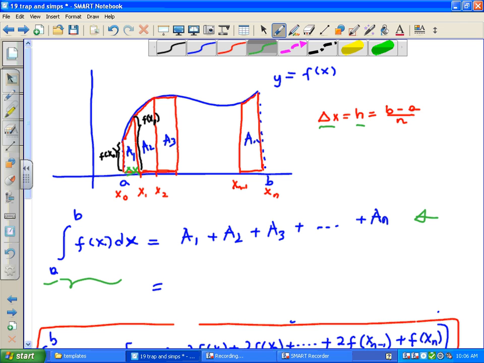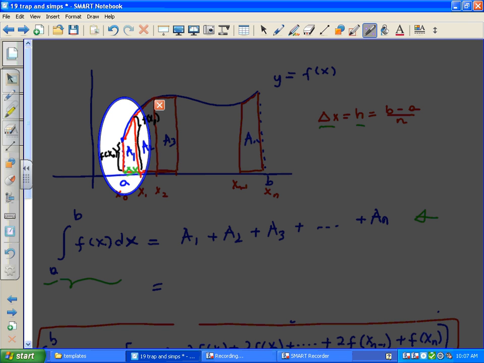Okay, the first height, since you plug this number into the function to get it, the first height is f of x sub 0. And the second height is f of x sub 1. So basically, we're trying to write the area of that one little trapezoid. So what will that area be? The width is delta x or h, right?